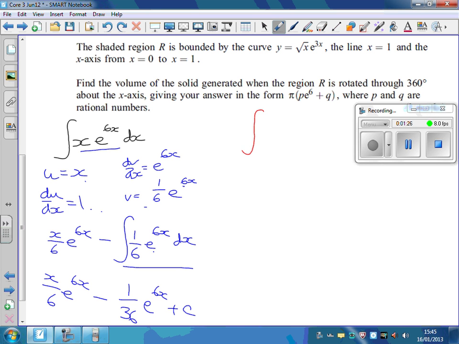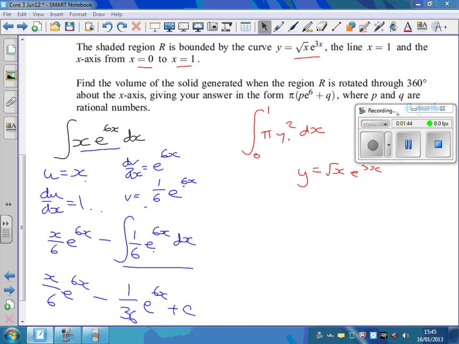It's the integral of pi y squared dx. And where we're going from here, we're going from 0 to 1. Let's put that in as well, from 0 to 1. Let's do some work here. We need to find out what y squared is. We know what y is. It's the square root of x e to the 3x.